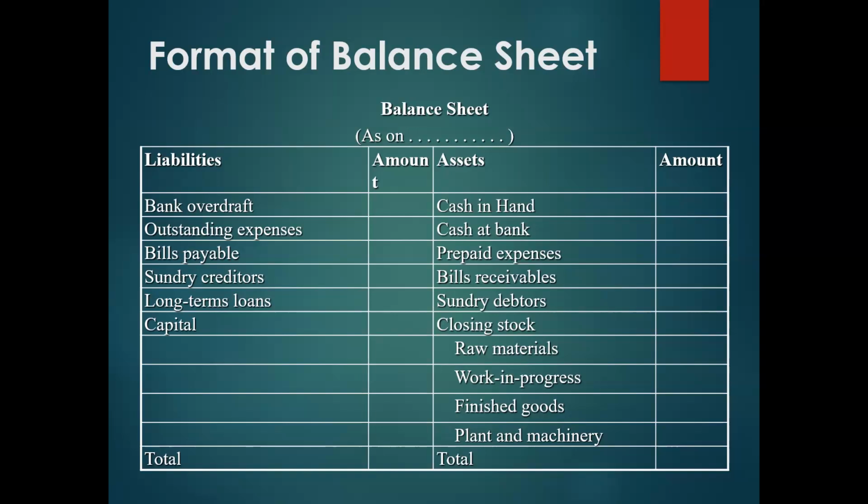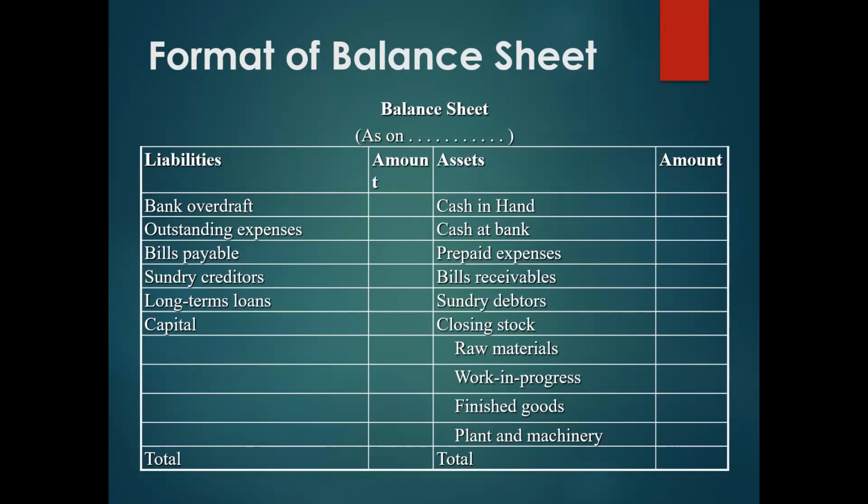And the second thing is outstanding expenses. All the expenses which are outstanding have to be listed under liabilities. The bills payable, the pending bills which are not paid as of now, those things come under liabilities. The sundry creditors, that is, all the creditors who have lent to the company, they have to be paid back. So they come under liabilities.